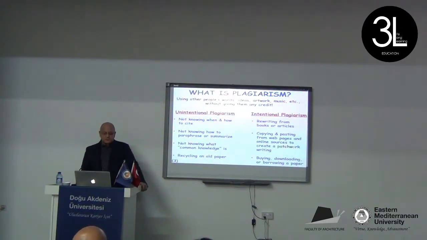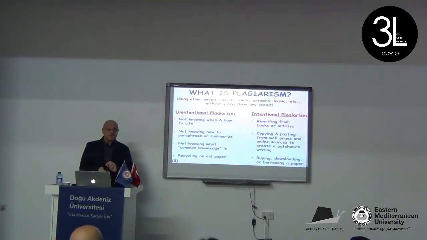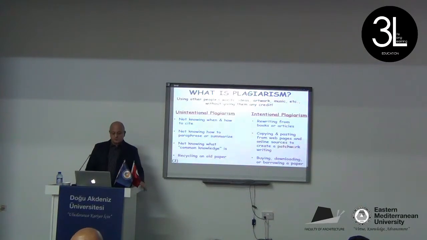Not knowing how to paraphrase or summarize. So you need to be able to change the structure of the sentence as well as giving citation to the stuff that you're taking from somebody else's work. Not knowing what common language is and recycling an old paper. So these are all considered to be unintentional plagiarism. Whereas the intentional, usually we see more of these examples coming from, I'm sorry to say, but academicians.